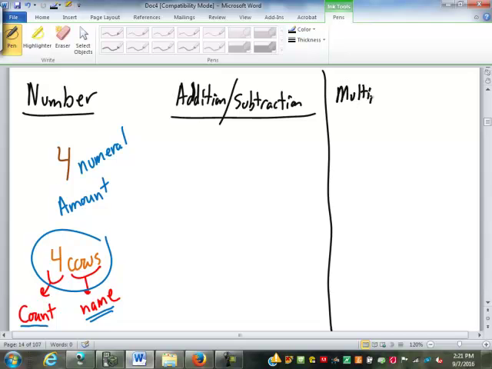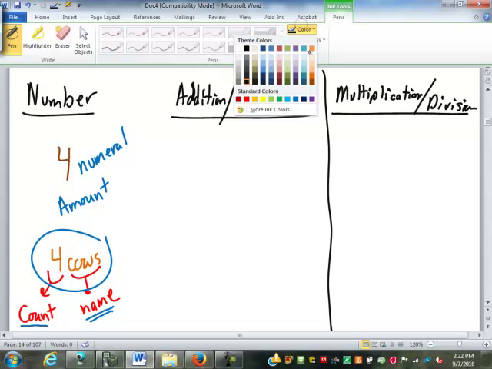And then we'll look at multiplication, and of course, along with multiplication is division. And the same thing goes there. Division is really just part of multiplication. Multiplication is going forward, division is going in reverse.